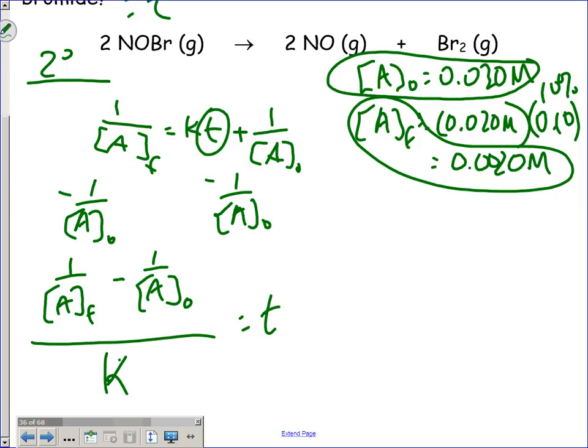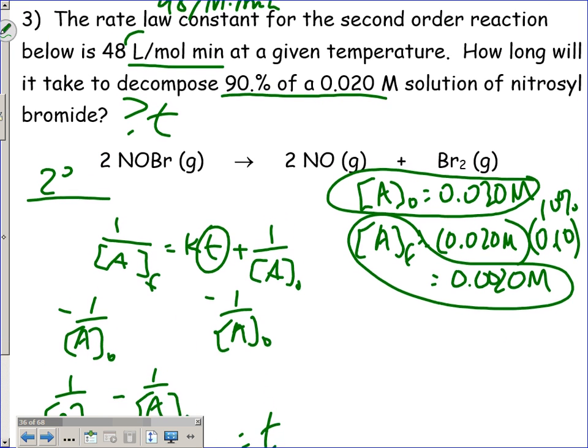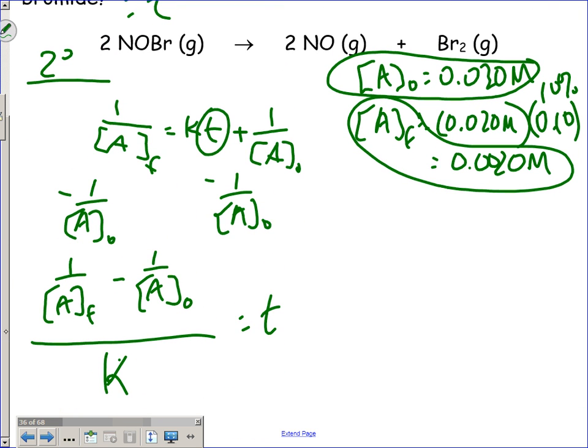And do I have K? I do. Oh yeah, sorry. I do have K. I didn't write it down. 48. K is 48 molar minutes. Go ahead and plug. Make sure you're calculating correctly. I'll throw some numbers up here too to help you check. If you're sitting there and you're just watching, then I hope that you're good on the calculator. Sometimes they get a little tricky in the calculator.